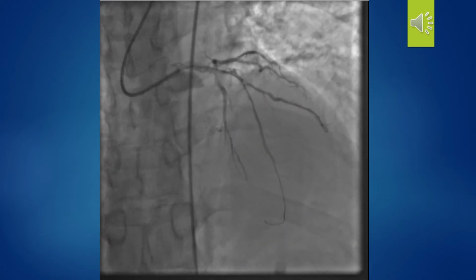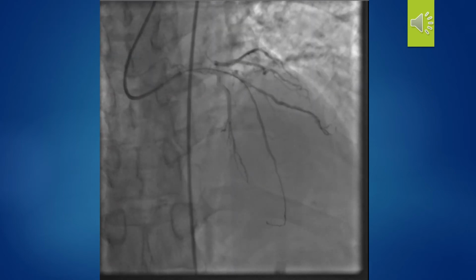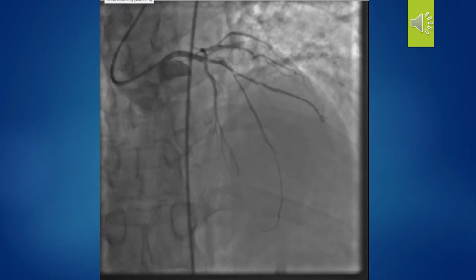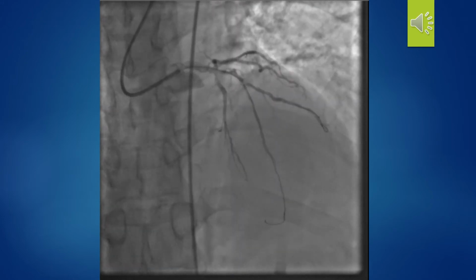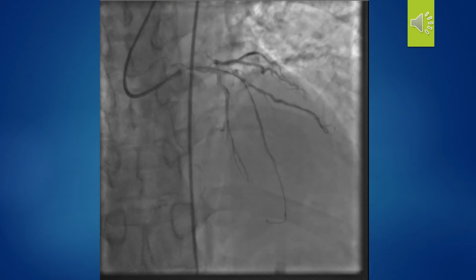I passed a workhorse wire into the diagonal branch. Using the over the wire balloon, I tried to pass a workhorse wire down the LAD, which was unsuccessful. Therefore, I used the hydrophilic wire to cross the lesion in the LAD.